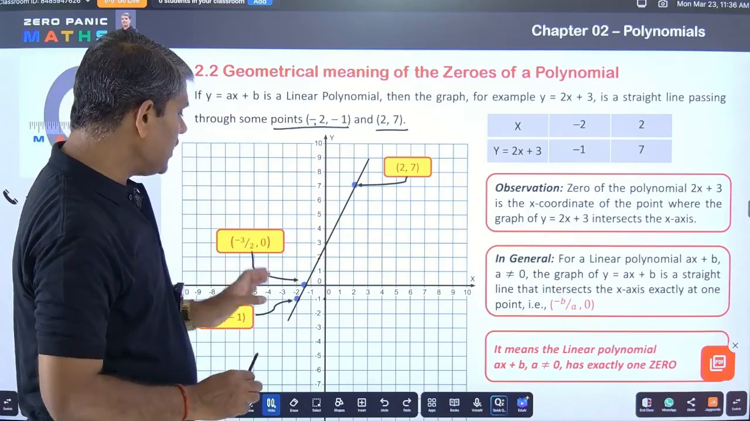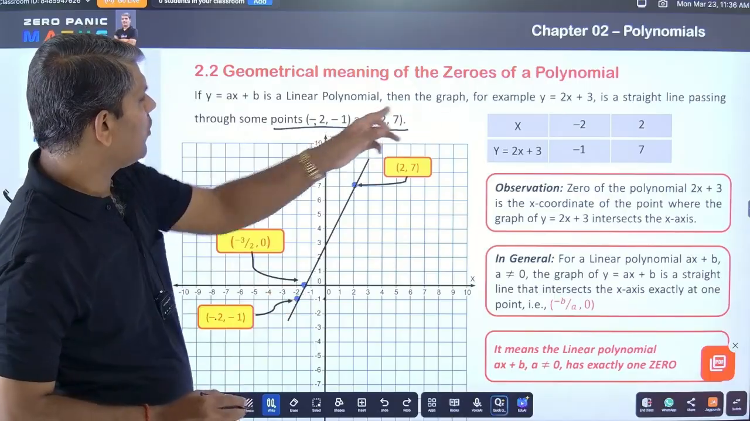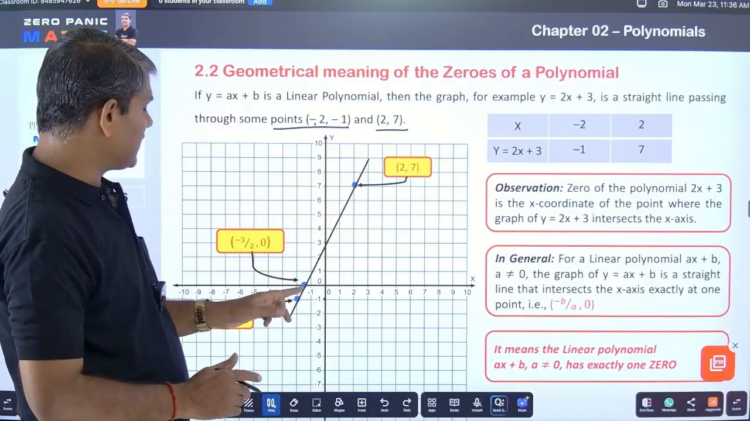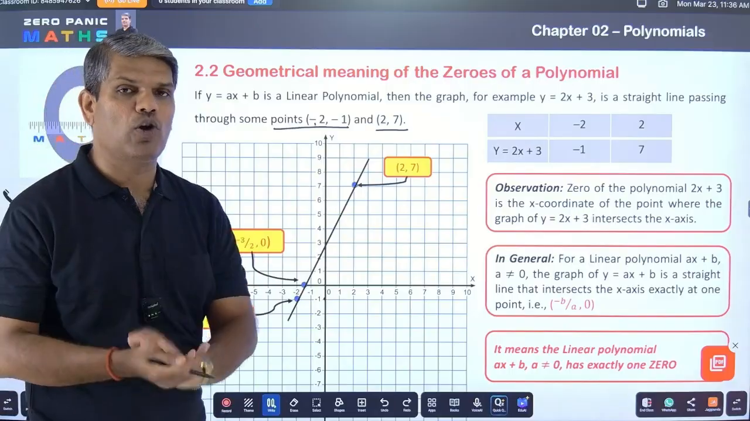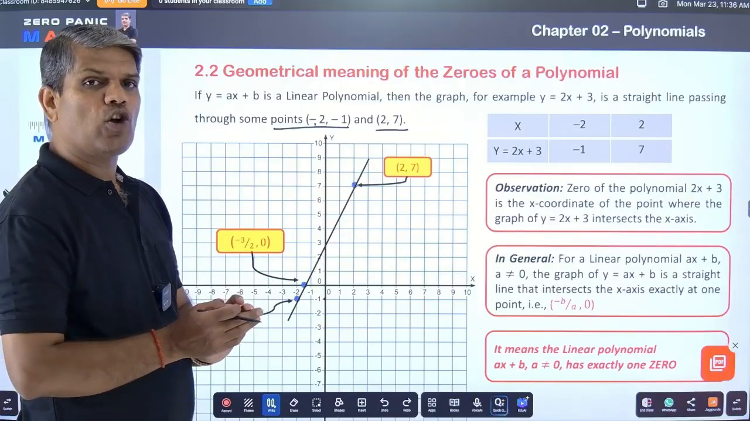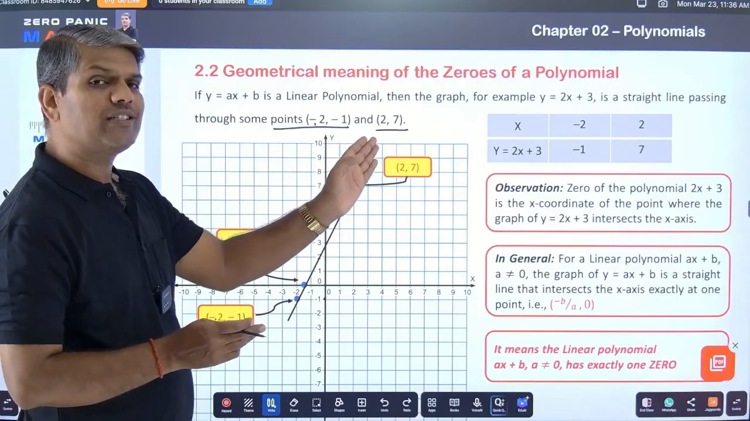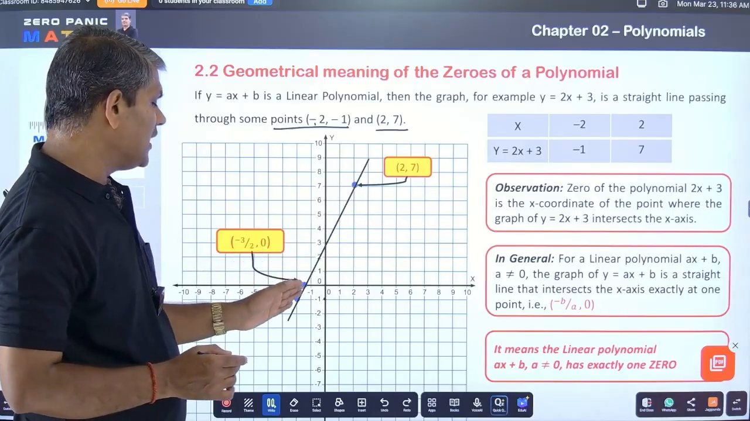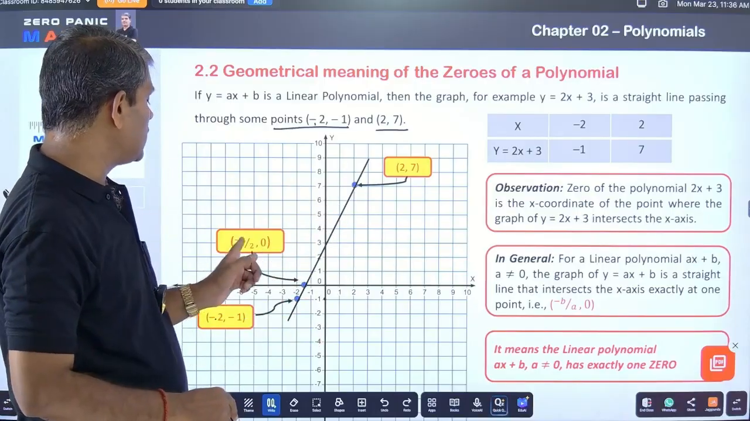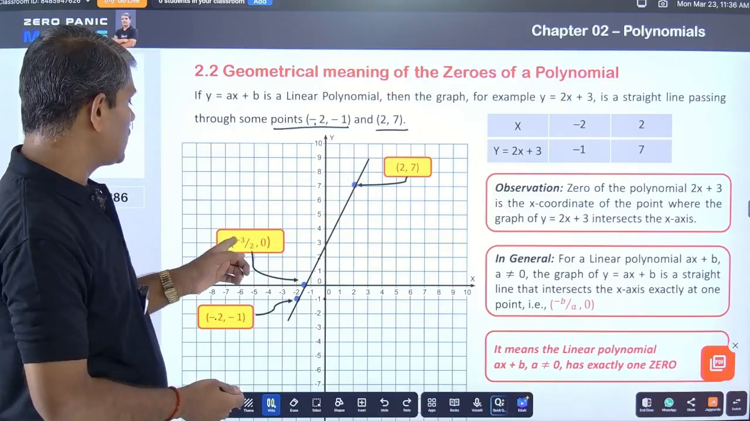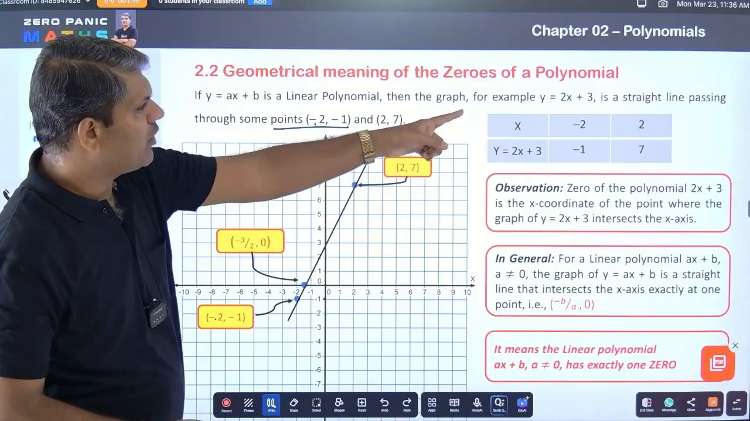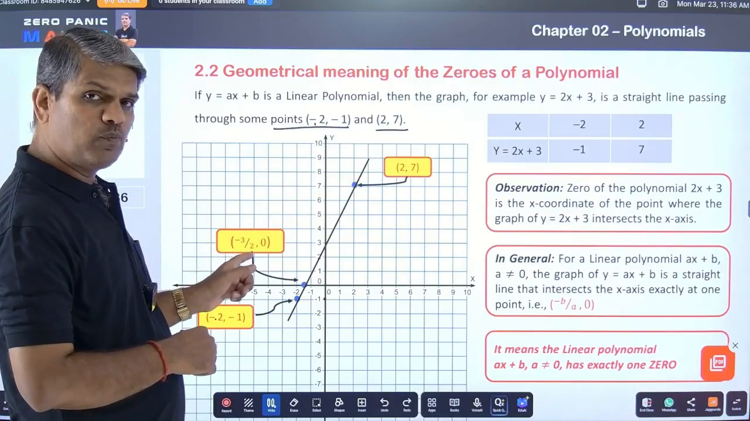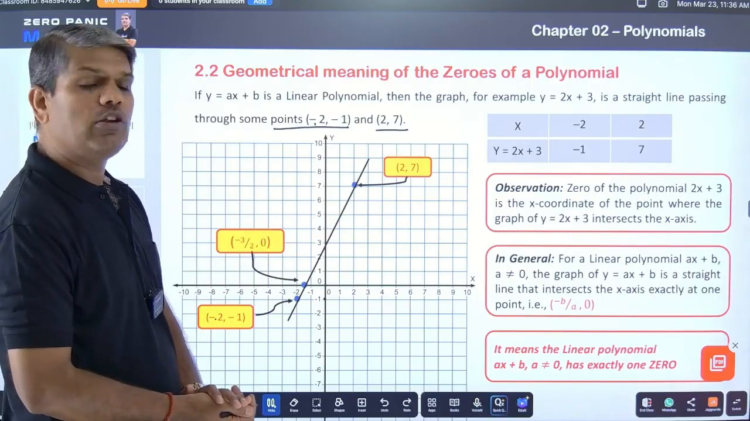Okay, so this point where the straight line for the given equation y = 2x + 3 cuts the x-axis is called the zero of a polynomial. For any linear polynomial, if you plot the graph of that, it is going to be a straight line, and that straight line is always going to cut the x-axis at one point, and that point is going to give us the zero of the polynomial. We have already seen by solving the equation 2x + 3 that it gives us the zero as -3/2, and for that the y value becomes 0.